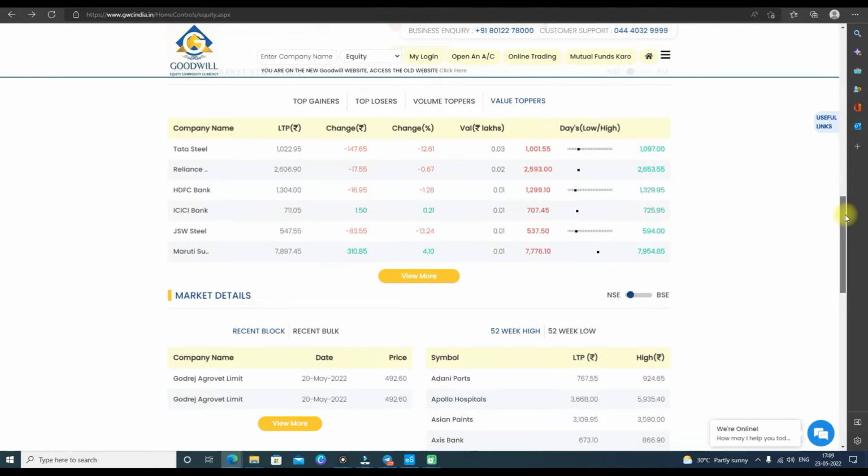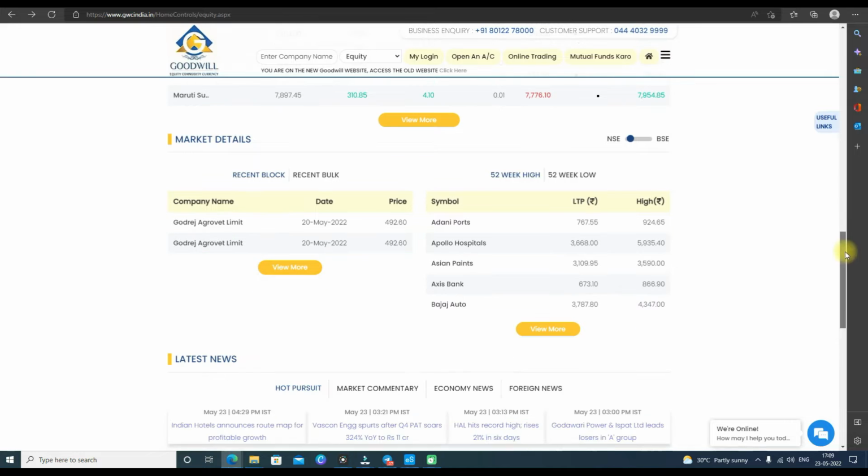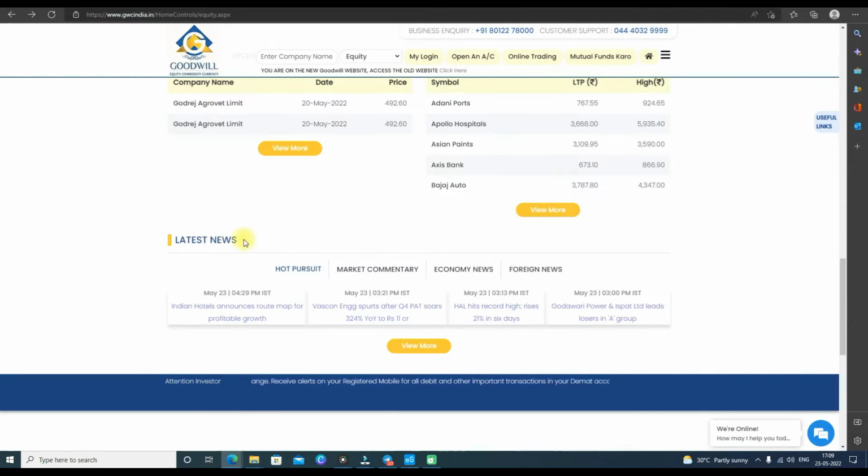After that we have some market details. From here we can see the recent block and recent bulk, while here we can see the yearly high and yearly low of the following companies that you can clearly see, so I'm not going to cover that. And from here you can see the latest news. For example, on May 23rd we had the following news.